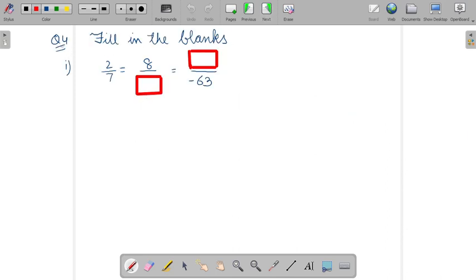Now come to question 4. Question 4 is fill in the blanks. These are the two fill-ups which you have to fill over here. So we will write these fill-ups as x and y. हम कुछ भी वेरिएबल यहाँ पे लिख सकते हैं.